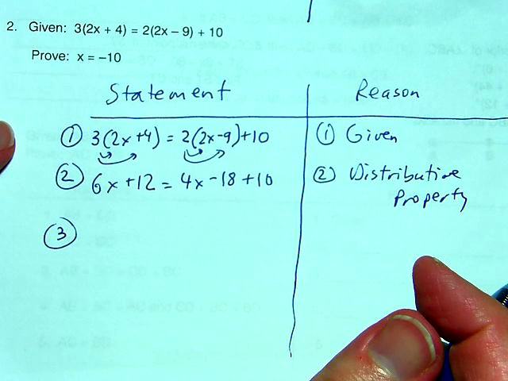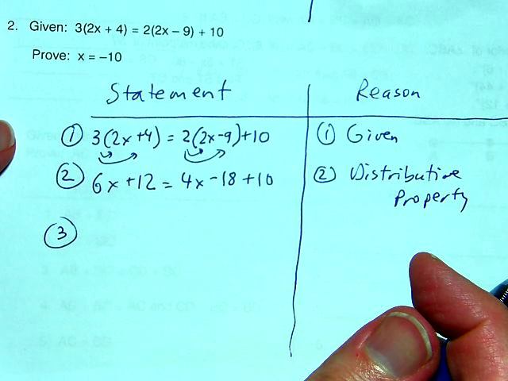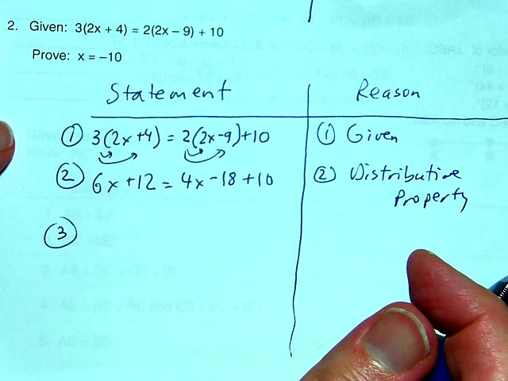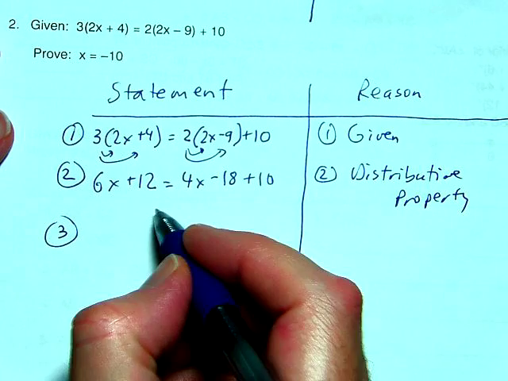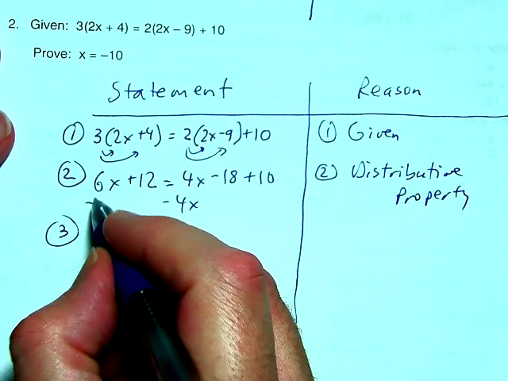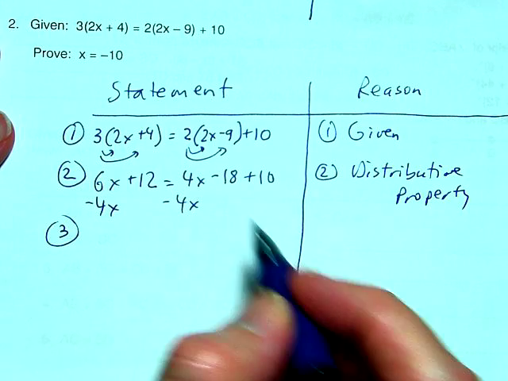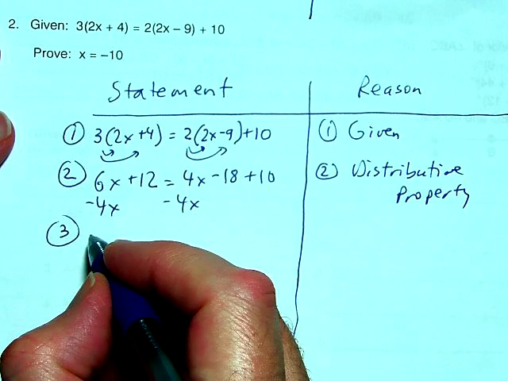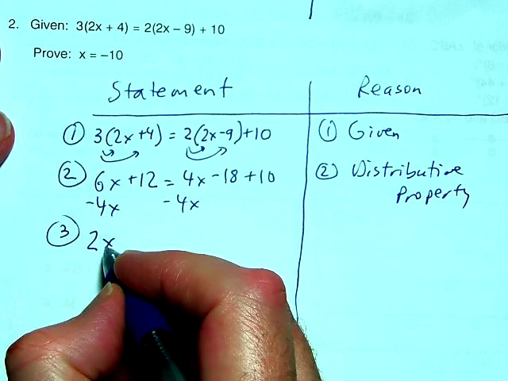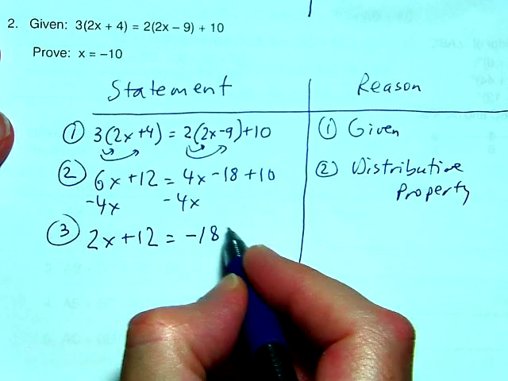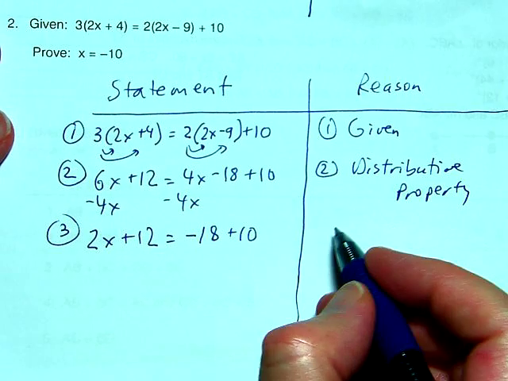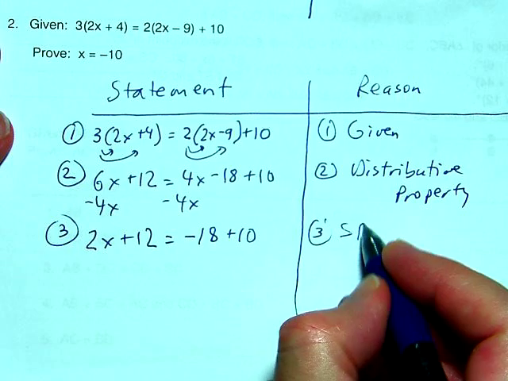Okay, and at this point, you can do several things. What I'm going to do is use the subtraction property. I'm going to subtract 4x from both sides. That way, I will remove x from the right side of the equation, and I'll be left on the left side with 2x plus 12, and on the right side, I'll be left with negative 18 plus 10. That would be using the subtraction property of equality.